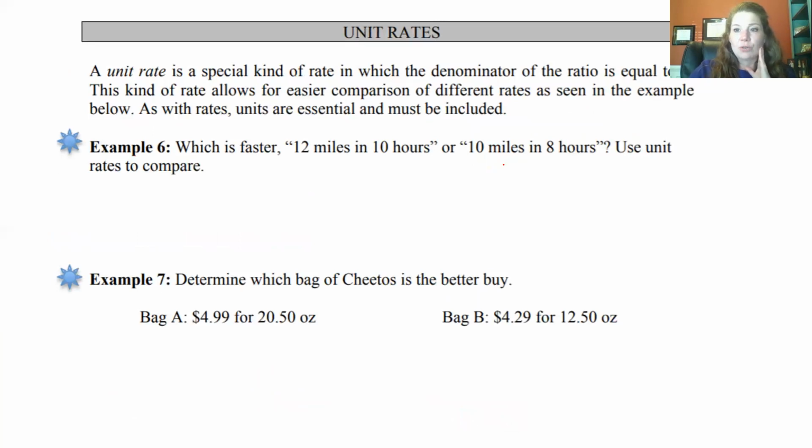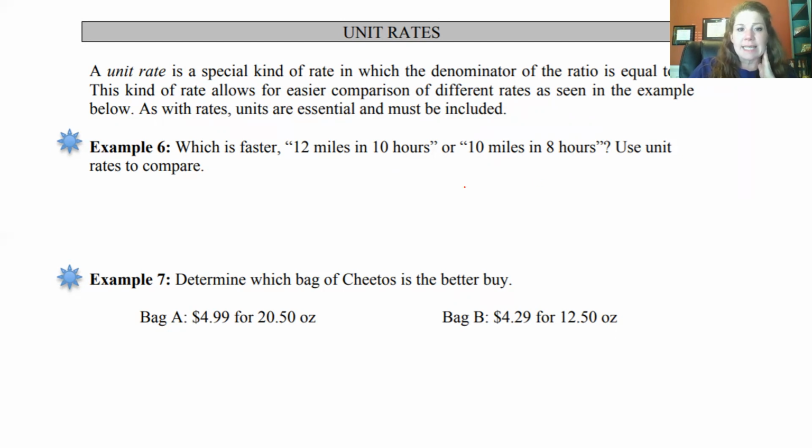All right, moving on, unit rates. A unit rate is a special kind of rate in which the denominator of the ratio is equal to 1. This kind of rate allows for easier comparison of different rates as seen in the example below. As with rates, units are essential and must be included. So it says, which is faster, 12 miles in 10 hours or 10 miles in 8 hours? So we're going to use unit rates to compare.